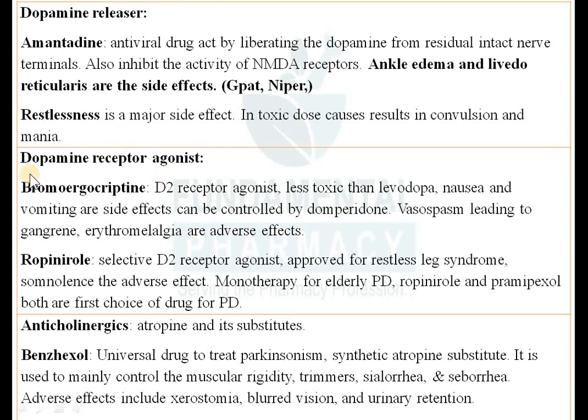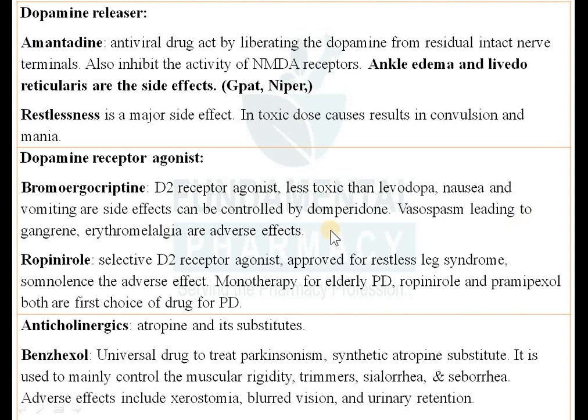Then the next class is dopamine receptor agonist. So dopamine receptor agonist, for example, bromocriptine. Okay, so bromocriptine is related to the ergot alkaloids. जो ergot alkaloid है उसके रिलेटेड ड्रग है bromocriptine, ergocriptine वगैरह. So it is a dopamine receptor agonist, less toxic than levodopa. Okay, nausea and vomiting are the side effects. So it is a specific D2 receptor agonist. It will increase the functioning of the dopamine receptor.